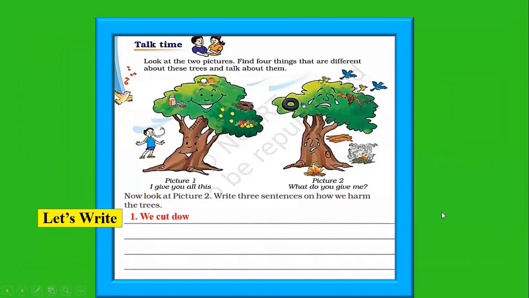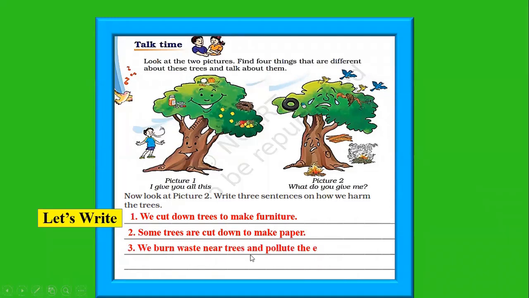The first point is we cut down trees to make furniture. The second point is some trees are cut down to make paper. The third point is we burn waste near trees and pollute the environment. The fourth point is trees are cut down for fuel. And the fifth point is we harm trees by cutting their bark for making tires and rubber. Let's check out the next exercise, children.